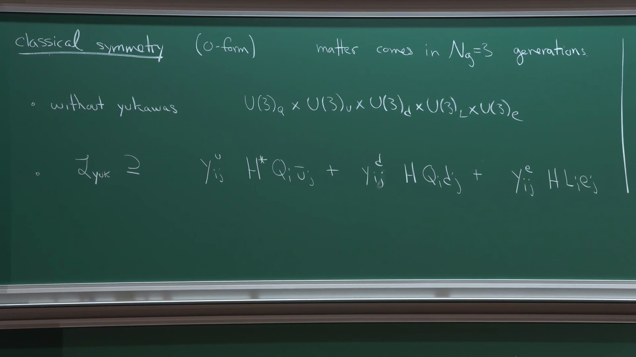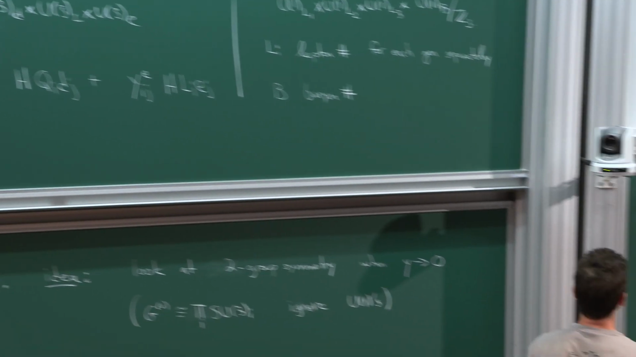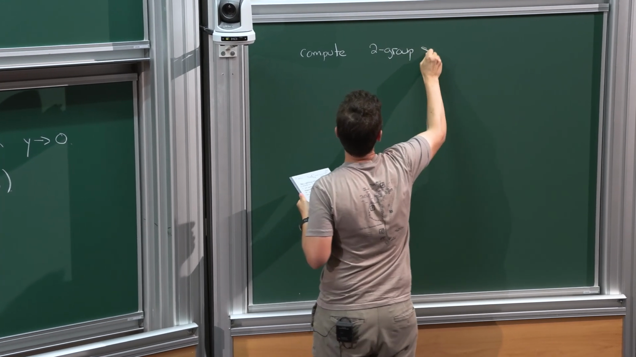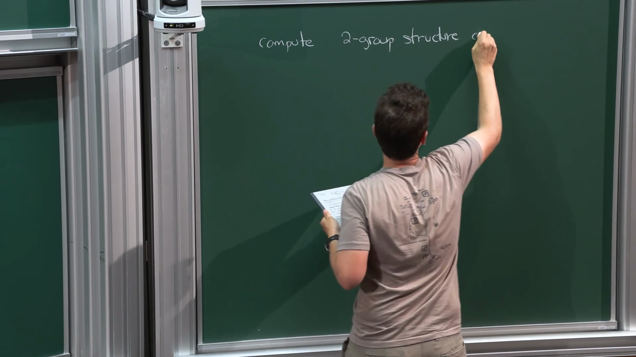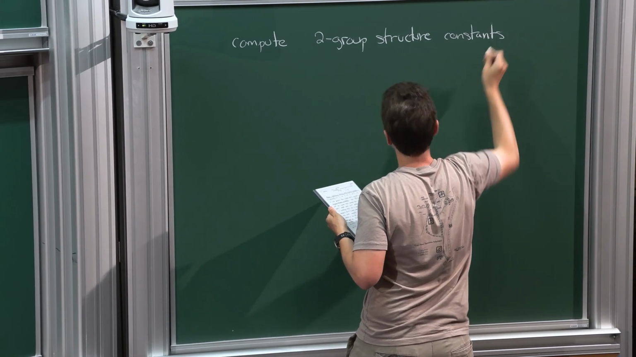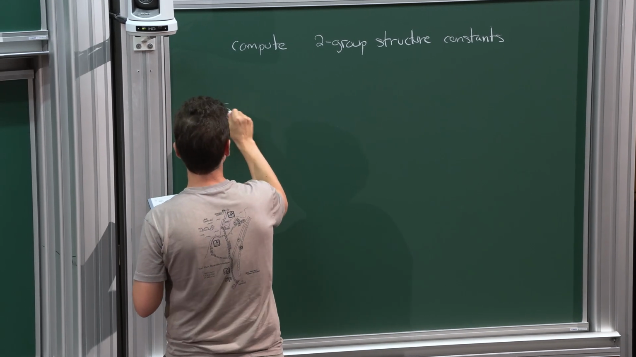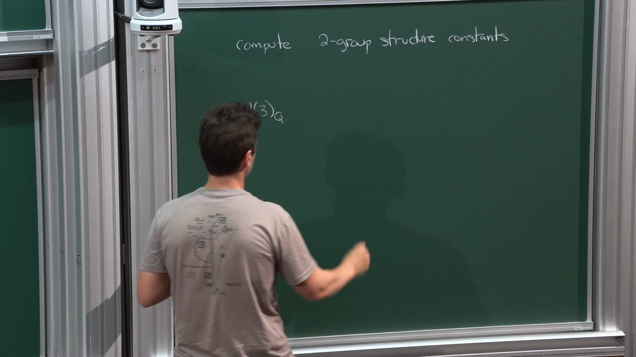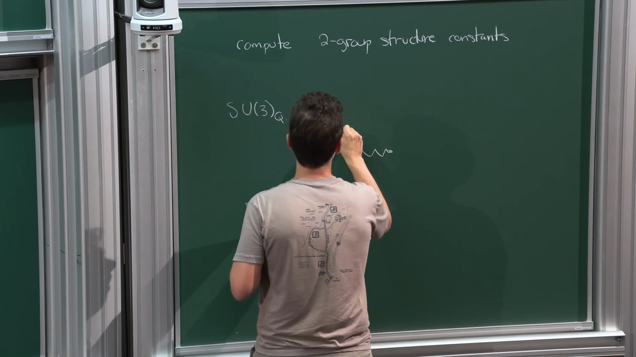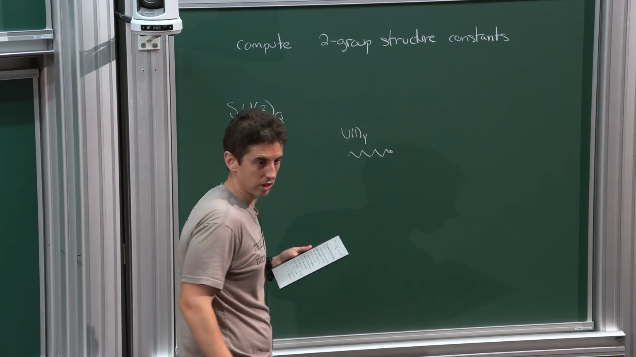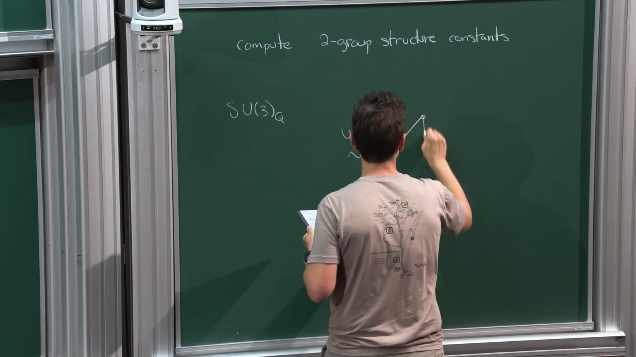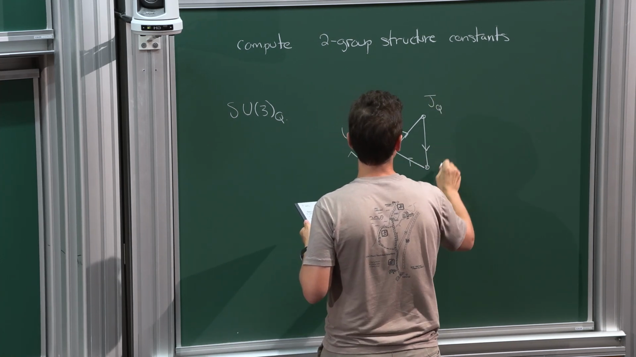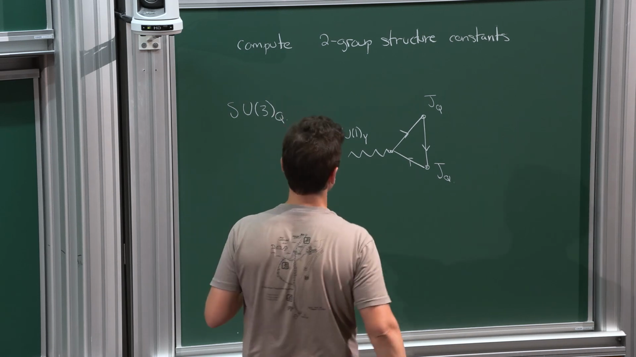Okay. Very good then. So we're going to compute 2-group structure constants from triangles. Let me compute one for you. Let's look at SU(3)_Q. We should examine a triangle where one leg is the field strength of the U(1) hypercharge, and then we have this SU(3) current for this symmetry at the other two legs.